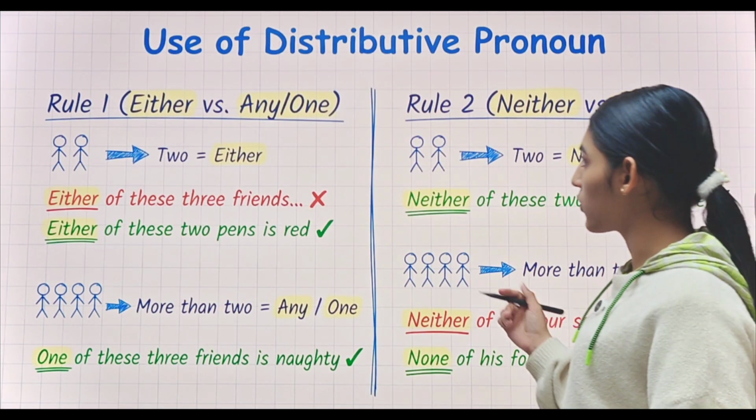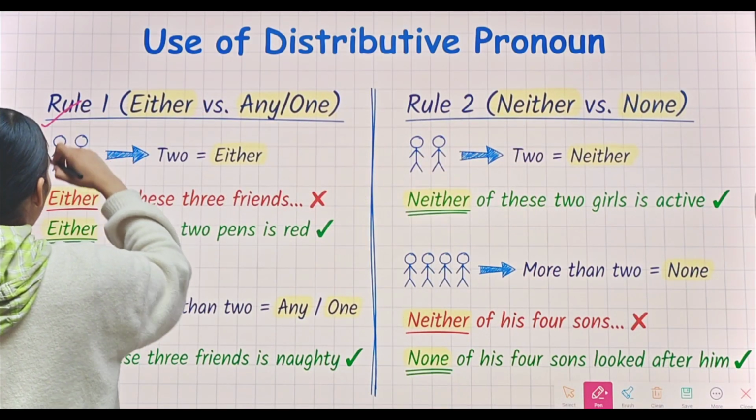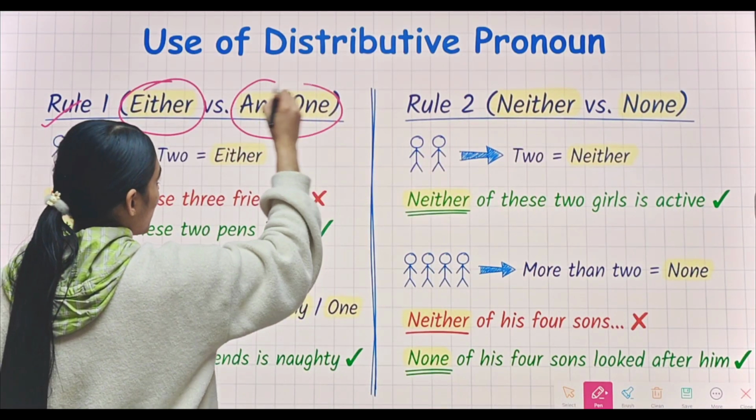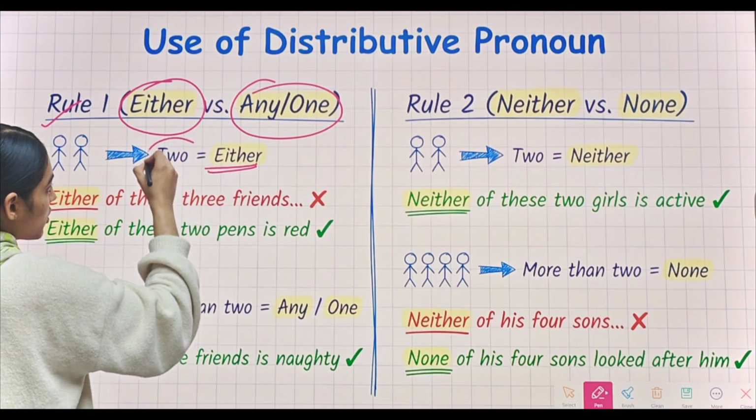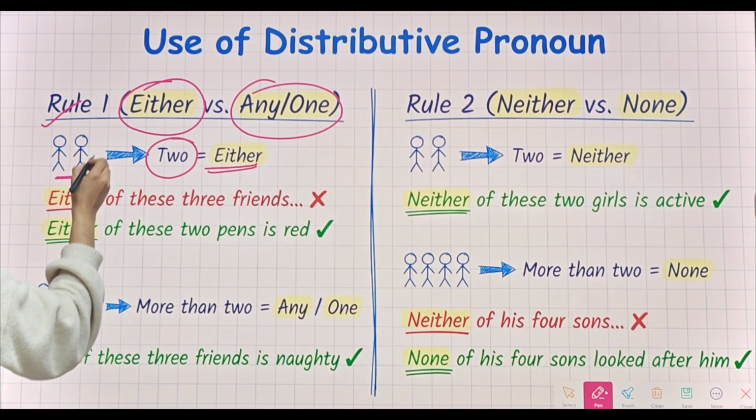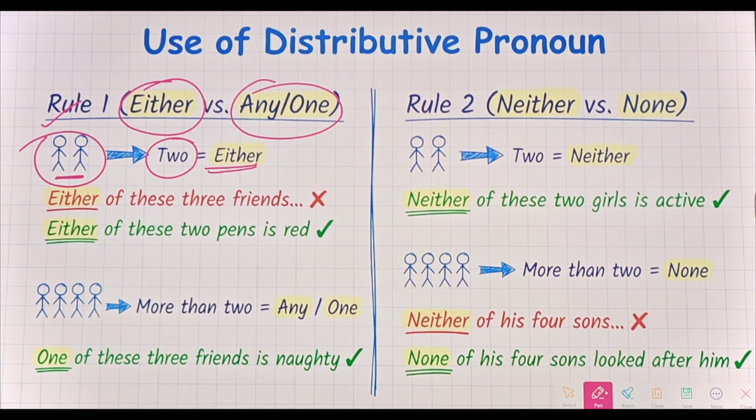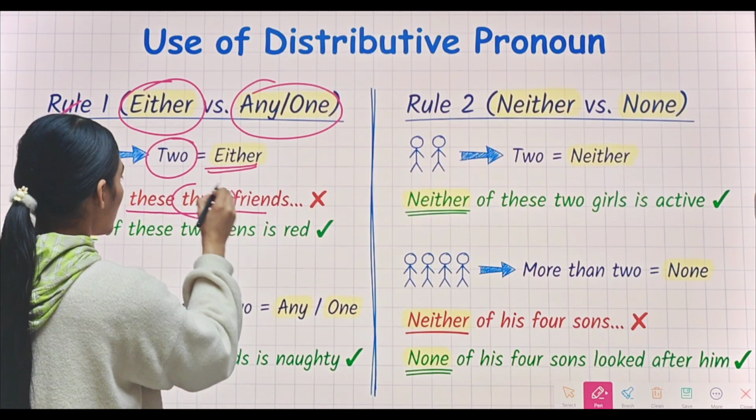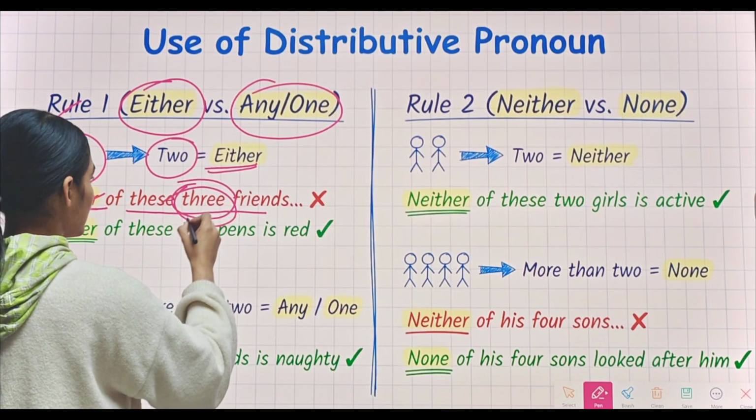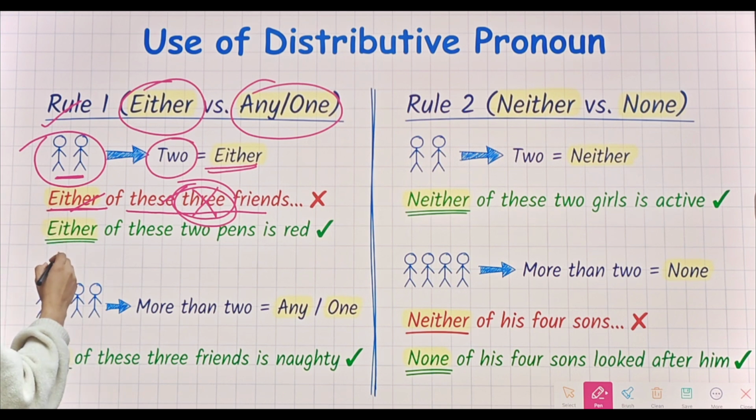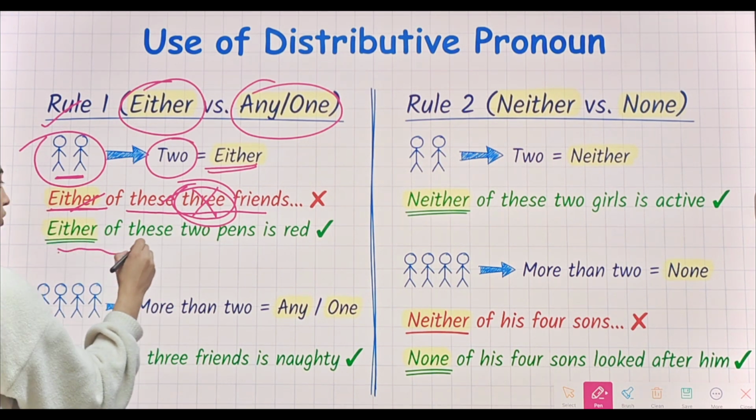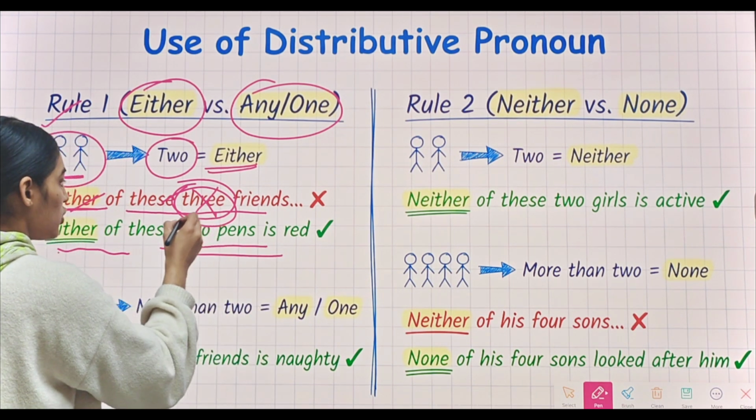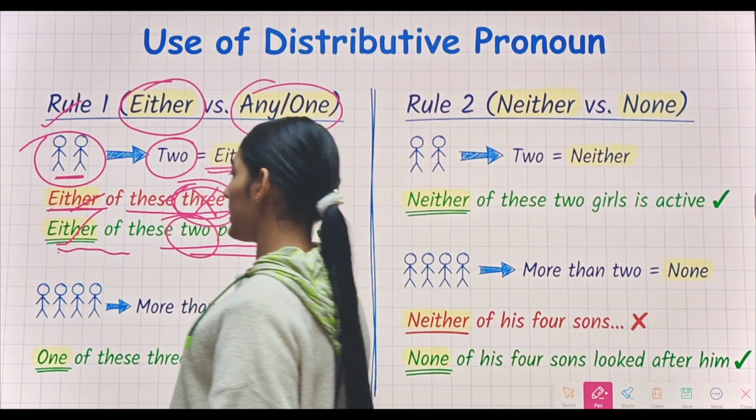use of distributive pronoun. Let's see the rule number 1. Either versus any or one. Either is used for two people, between two people. Now, let's see the examples. Either of these 3 friends. We cannot use either for 3 friends. So, this becomes wrong. Instead of this, we will say either of these 2 pens is red. So, between 2, we can use the word either.